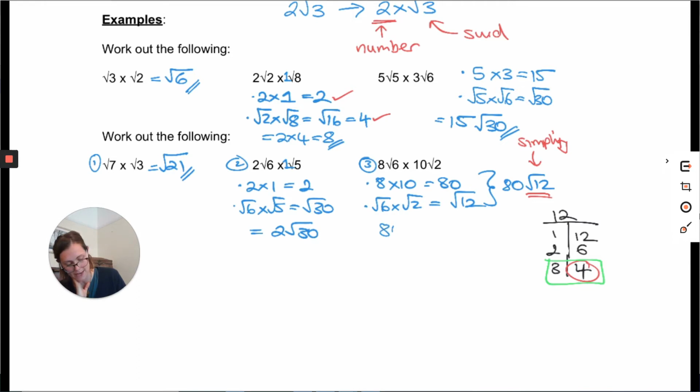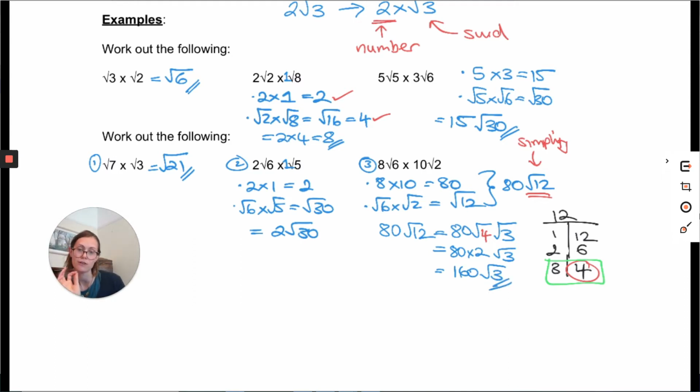So 80 root 12 is equal to 80 root. The square number goes at the front, so the 4 would go here, and the 3 would go at the back. The 4 then drops out, so it becomes 80 times 2 root 3. So final answer here is 160 root 3. And that's it, fully simplified.